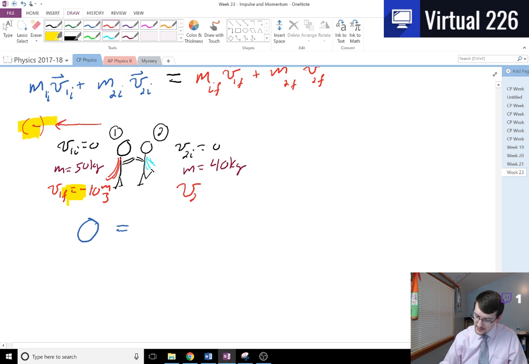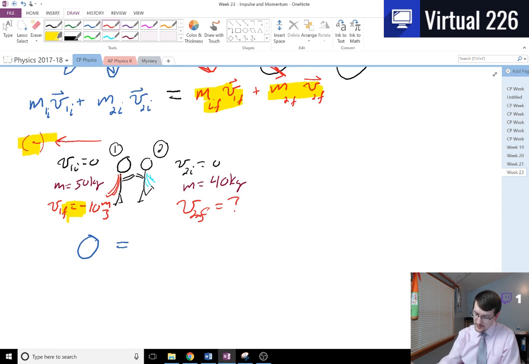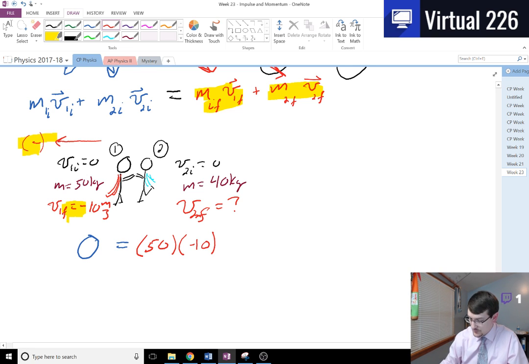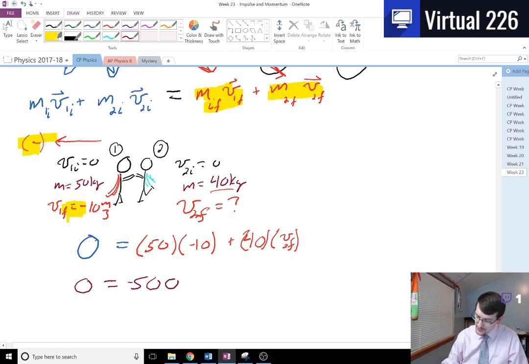Well, what's the velocity of our second skater? We can get that pretty easily. We're just doing mv plus mv. So for our first skater here, mass of 50 times negative 10, plus 40, the mass of the second skater, times, well, we don't know what the VF is for that. If we go ahead and solve this, we're going to get 0 equals negative 500 Newton seconds plus 40 V2F.